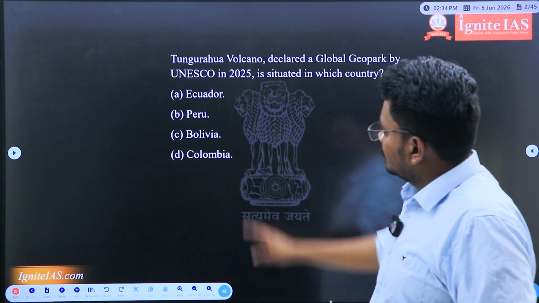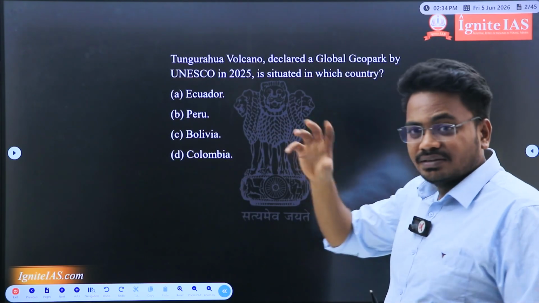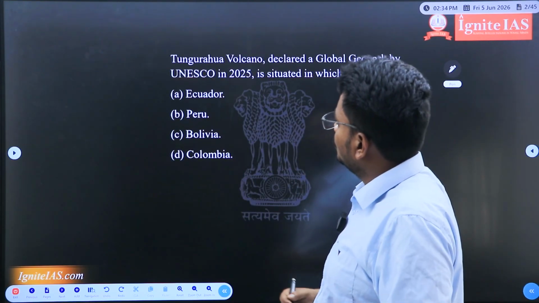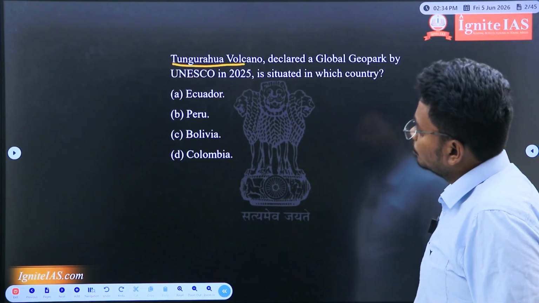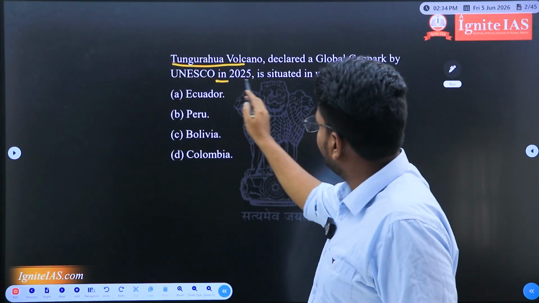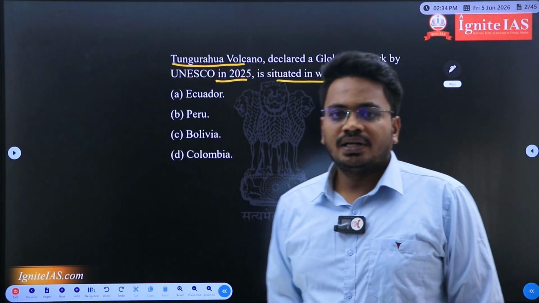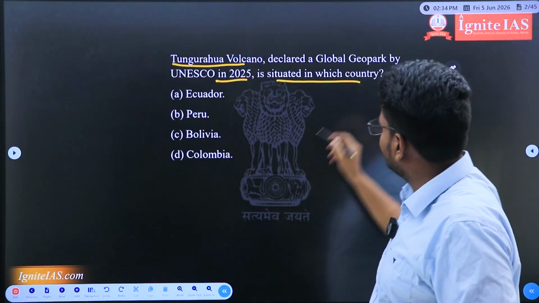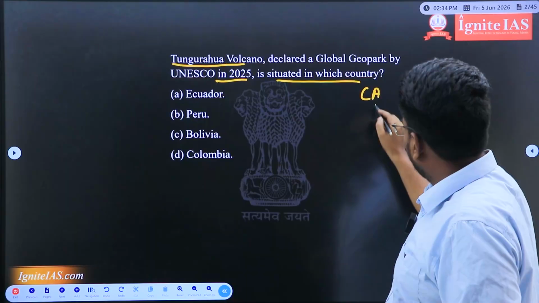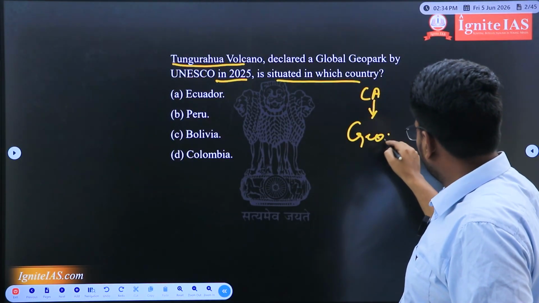Now, the first question is regarding a volcano. Which volcano? Tungurahua volcano, declared a global geopark by UNESCO in 2025, is situated in which country? Usually we can consider this a current affairs question. Especially, this current affairs question was taken from geography.